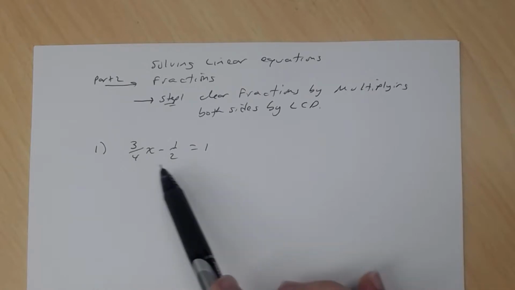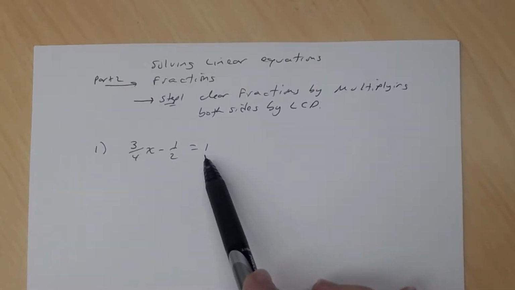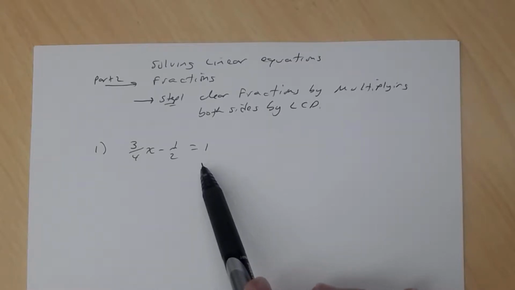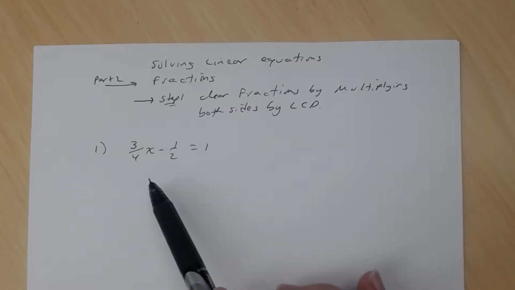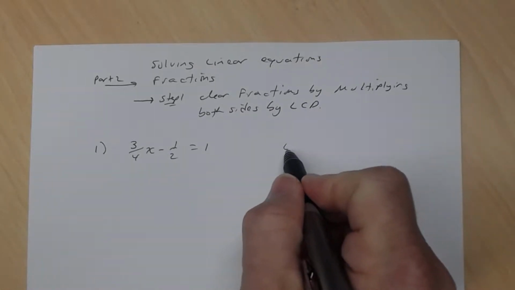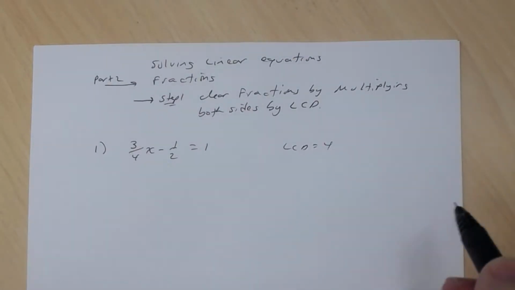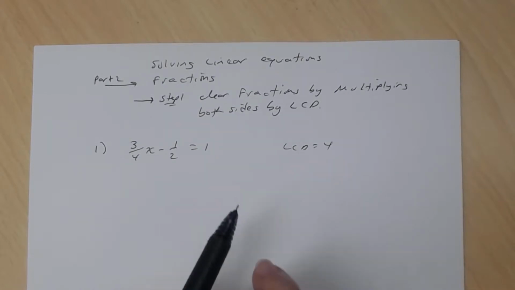And so if you look at all the denominators on both sides, 4, 2, and remember this right here is understood to be 1/1. The LCD would be 4. So the smallest number that 4, 2, and this denominator 1 will go into is 4. So my LCD is 4. All right, once you find the LCD, then you're going to multiply both sides by that LCD.